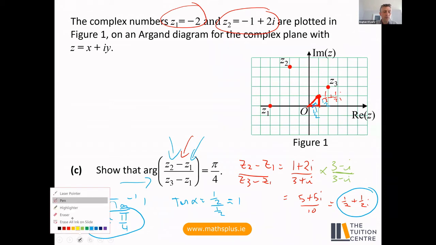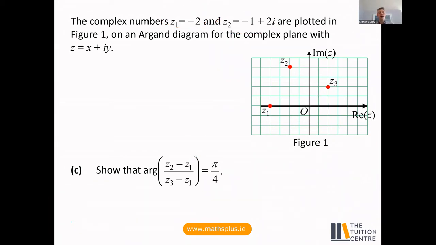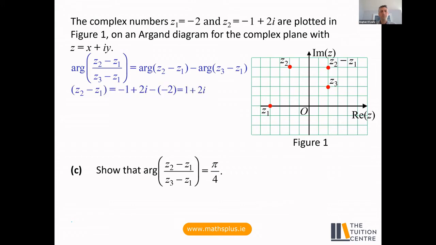Now, another way of doing it is as follows. So we can say the argument of z2 minus z1 divided by z3 minus z1. Well, in this complex number in polar form, I know that's equal to the arg of z2 minus z1 minus the arg of z3 minus z1. So again, now I'm going to do my little bit of maths here. z2 minus z1 is going to end up as 1 plus 2i.